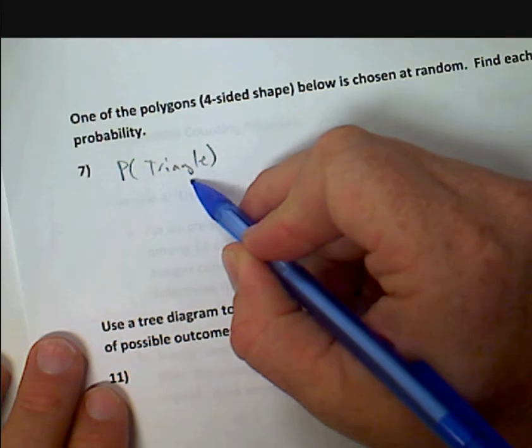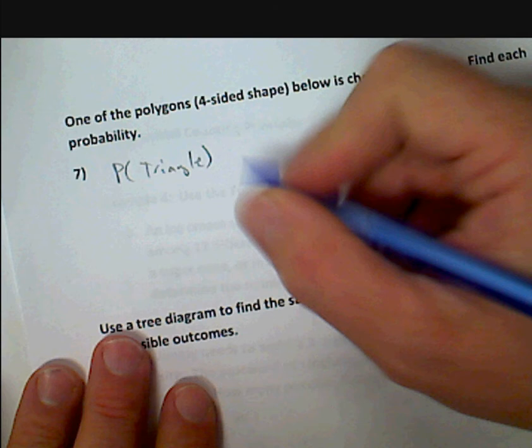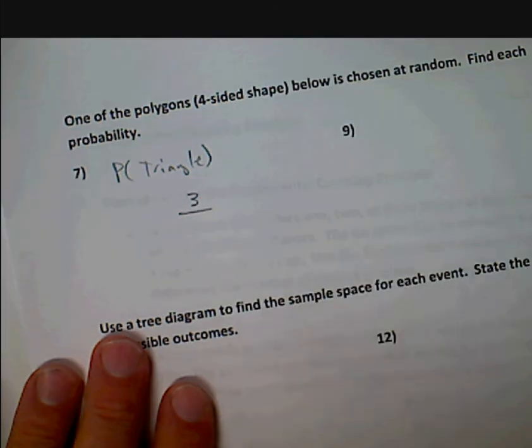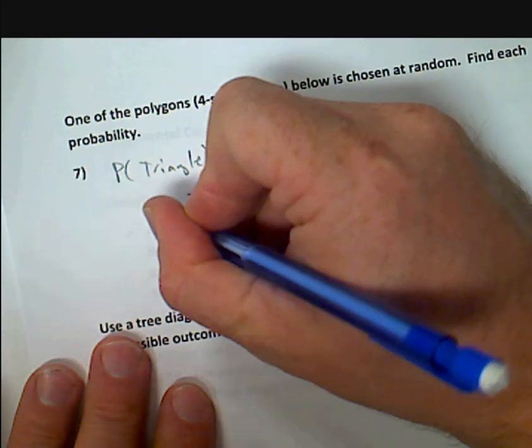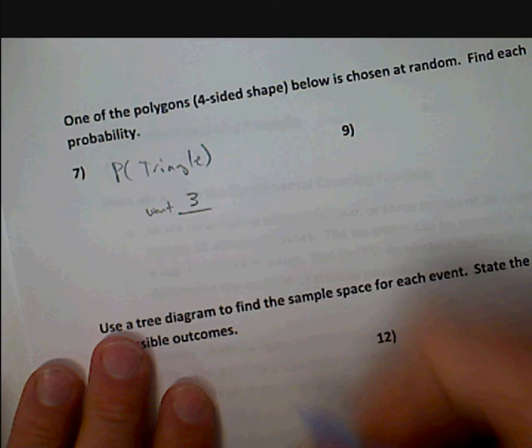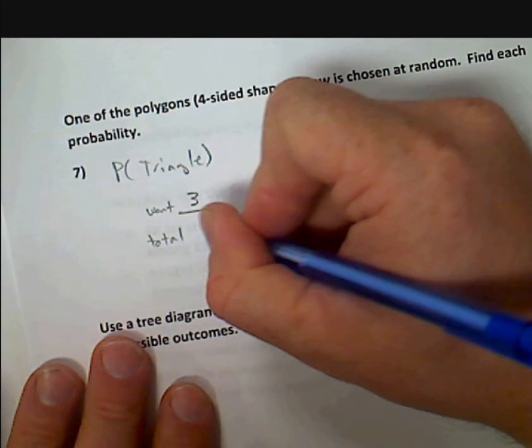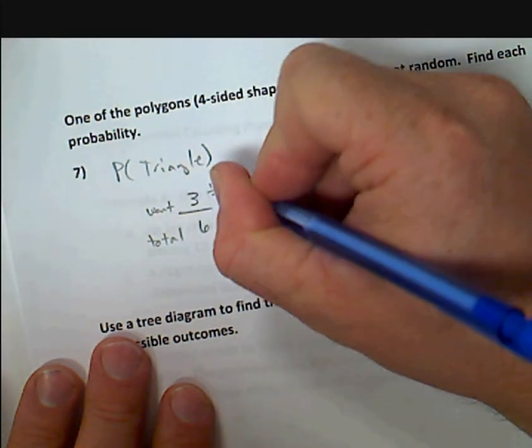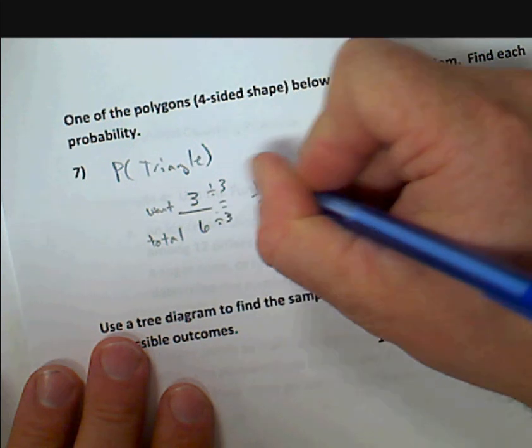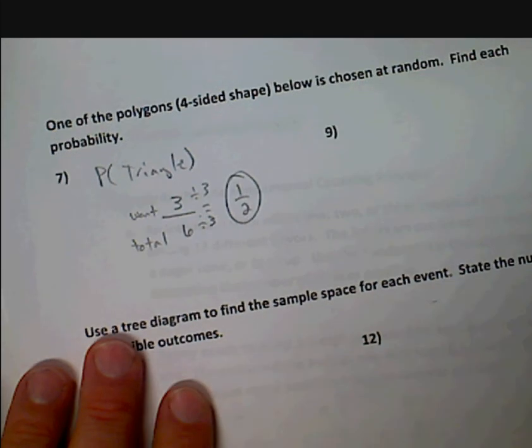A triangle is a three-sided shape. There are 3 triangles, and then 1 over total, so total would be 6 shapes. I could go ahead and reduce by 3 and I could get 1 over 2.